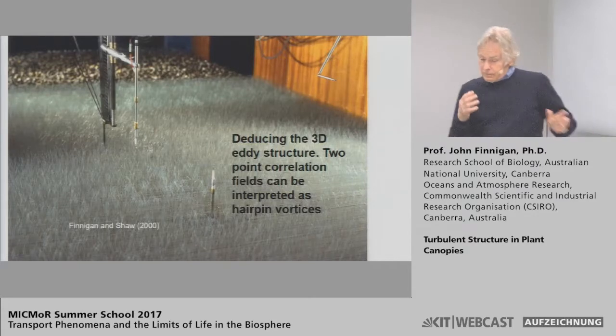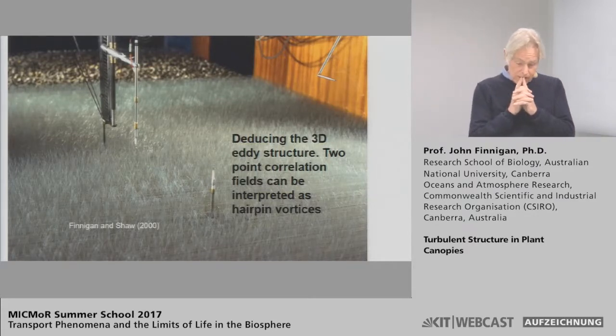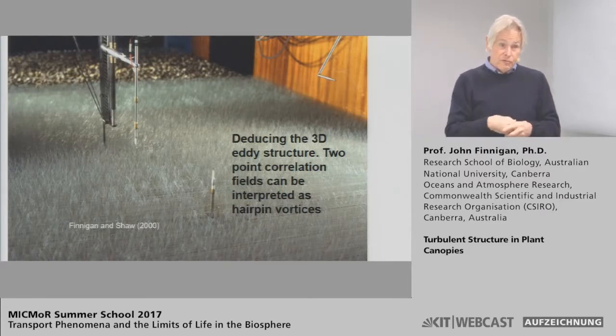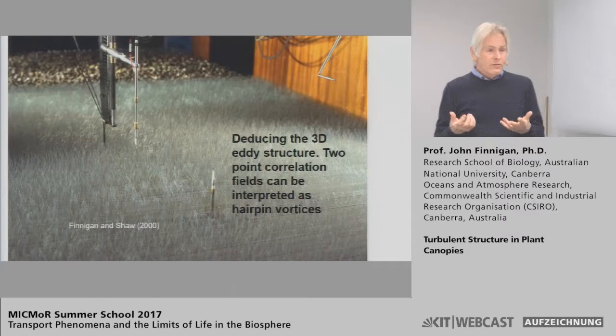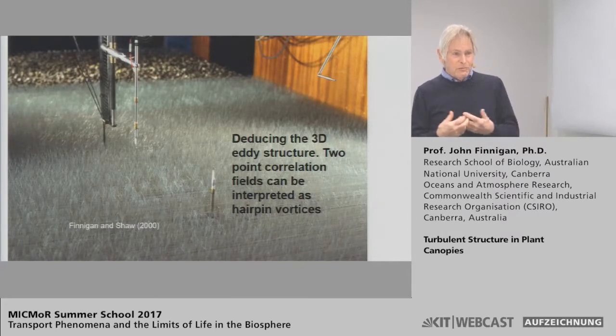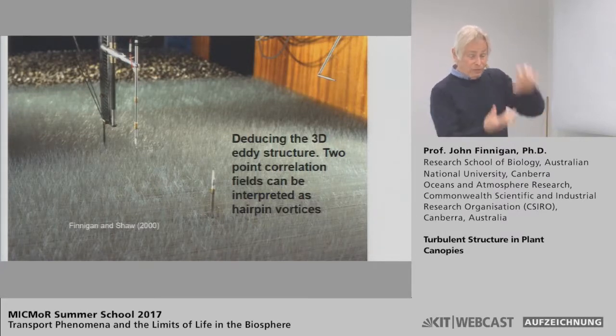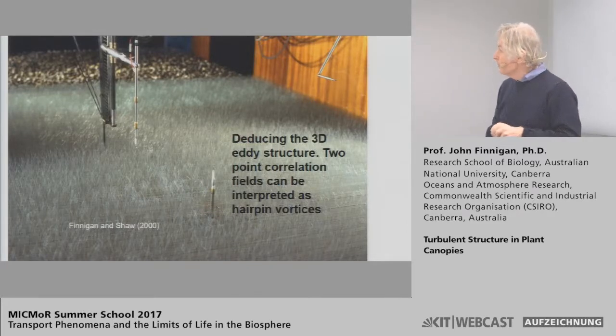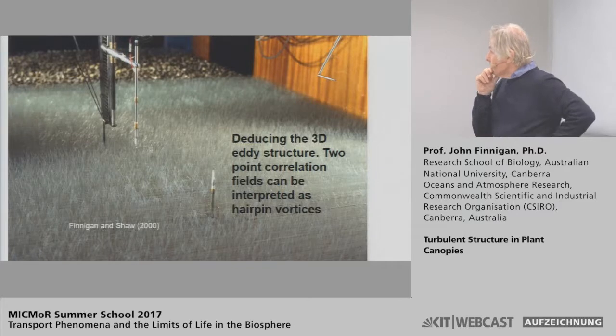So that was good. But then the question is, okay, we saw those ramp structures, and we have surface renewal models, which vary, but what do these eddies actually look like? What are they really like? We know that lumps of air don't really move up and down coherently in turbulent flows. So we set out to deduce the three-dimensional eddy structure.